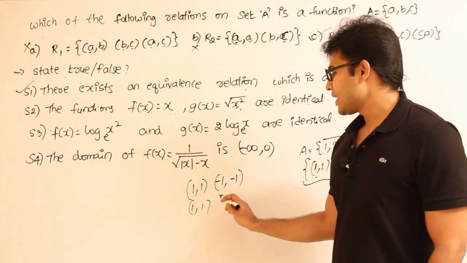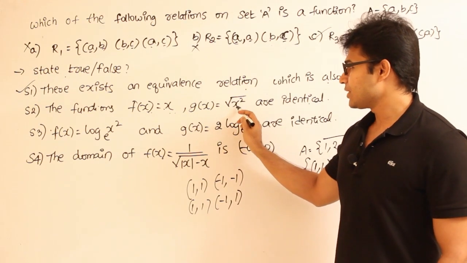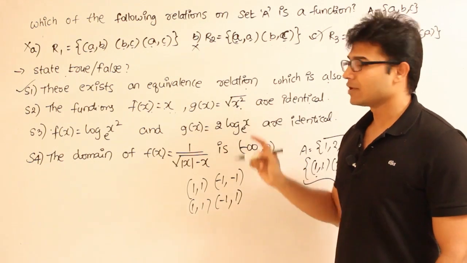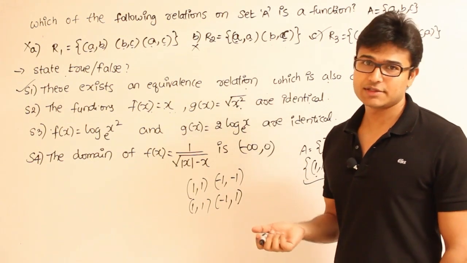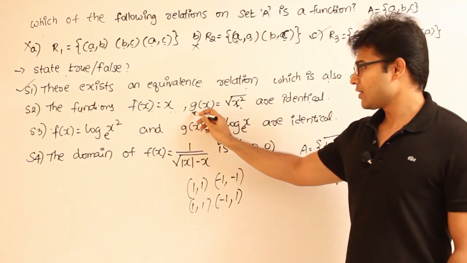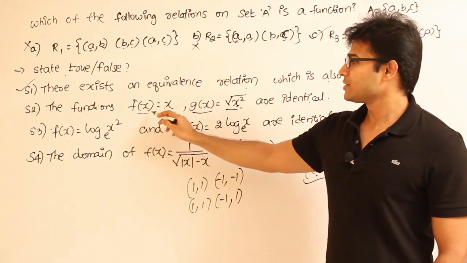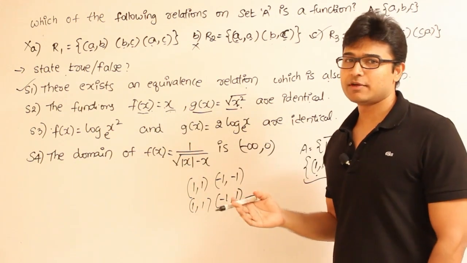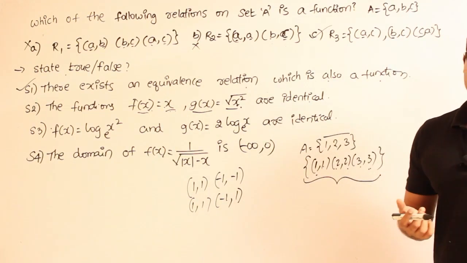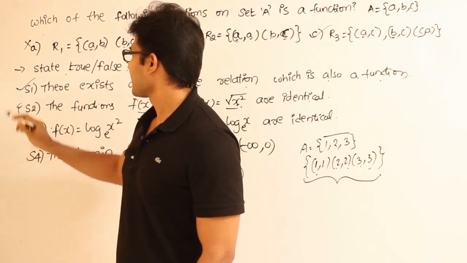But if you look at this g of x, it is going to map 1 to 1, fine, as well as minus 1 will also be mapped to 1. The reason is, if you take minus 1 square here, you are going to get 1, and square root of 1 is 1 itself. So in g of x, all the negative numbers will be mapped to positive numbers, but in f of x, all the negative numbers will be mapped to negative numbers and positive numbers will be mapped to positive numbers. Therefore definitely they are not identical, right? So they are not identical, it is false.